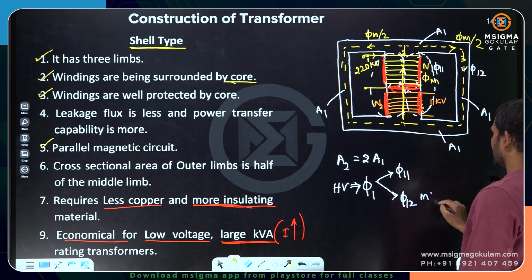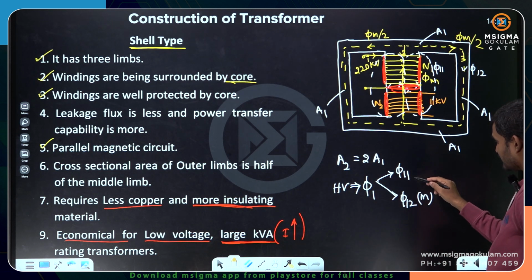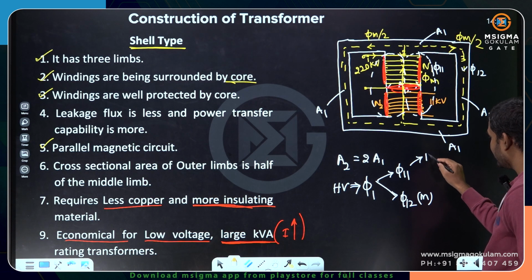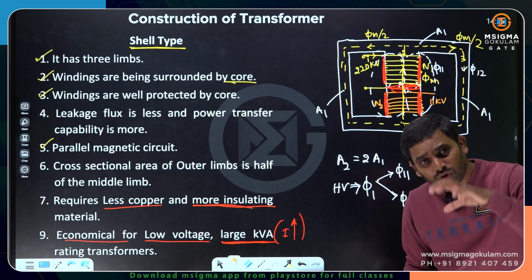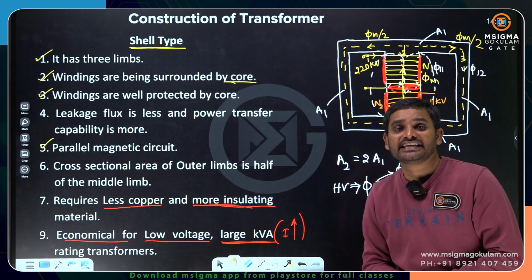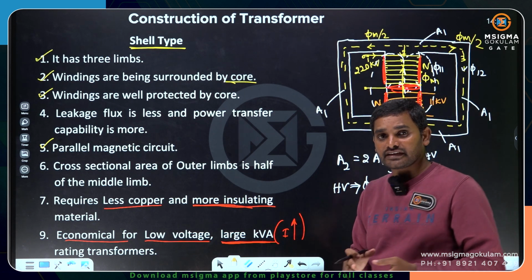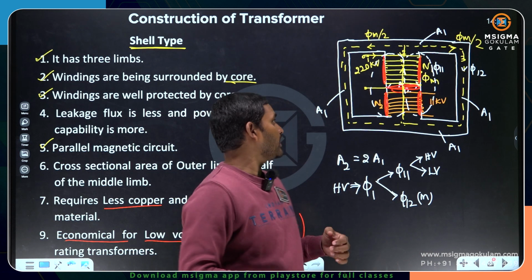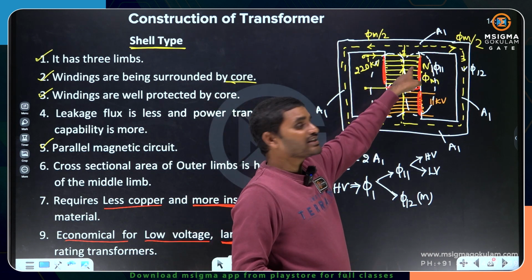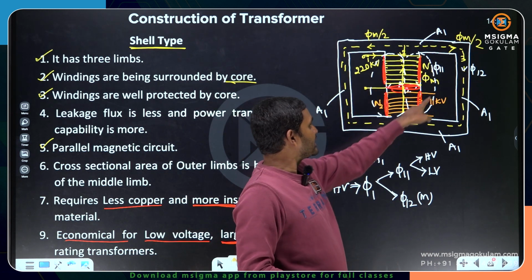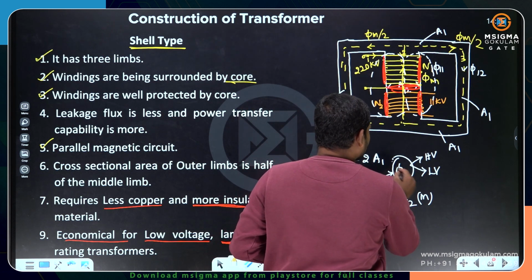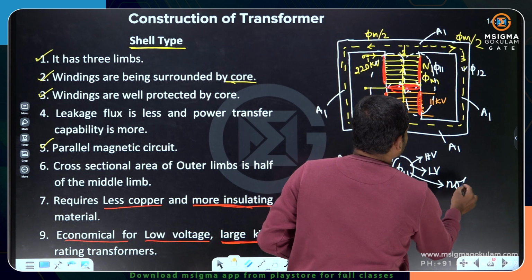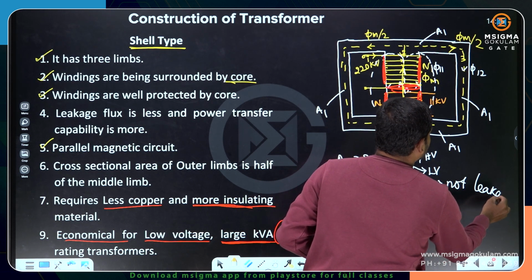This is mutual, and phi 11 is also linking with the high voltage winding and the low voltage winding. If phi 11 linked with only the high voltage winding, we would have called it leakage flux. But phi 11 is also linking with the other coil. Phi 11 is produced due to the high voltage winding and also links with the low voltage winding at the bottom. So you cannot call this leakage flux.